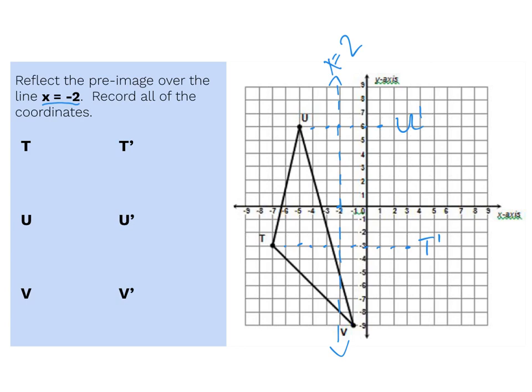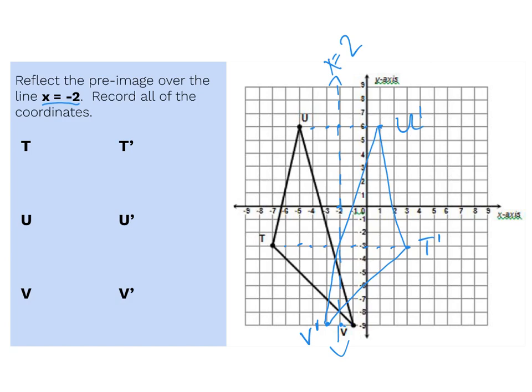V is on the right, so it's going the opposite direction of the other 2 points. So it's only 1 space away, so it goes 1 space the other direction. So V prime is here. When I connect these, it's going to overlap at the bottom just a little bit. Right there. So this is what the reflected image looks like.